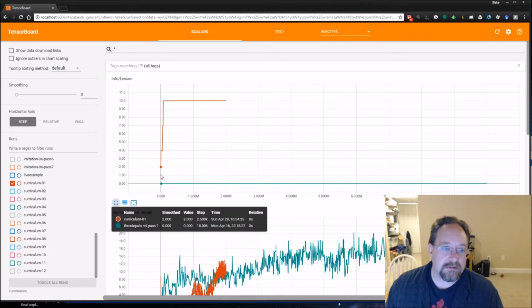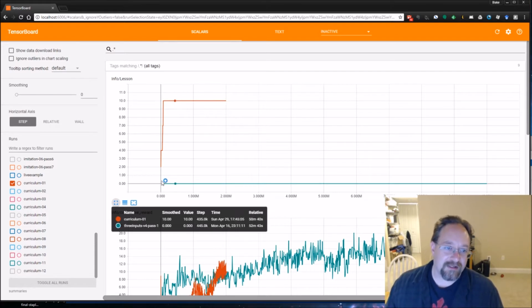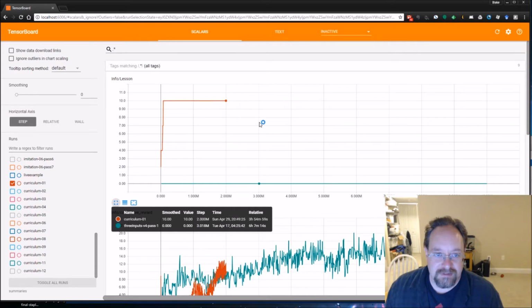This is our first attempt at curriculum learning, where I had my thresholds for success way too low because I used the default values.